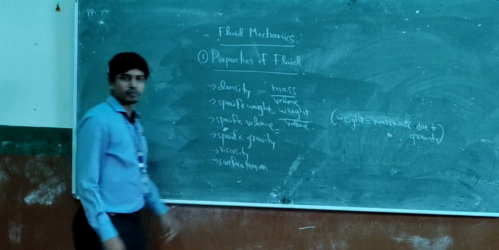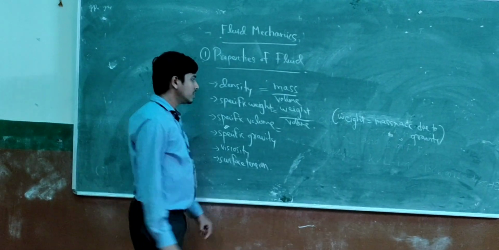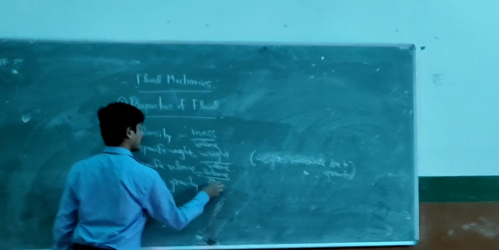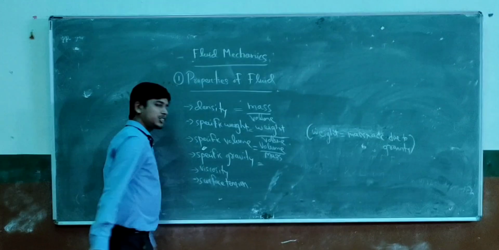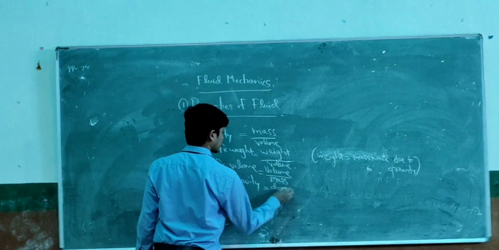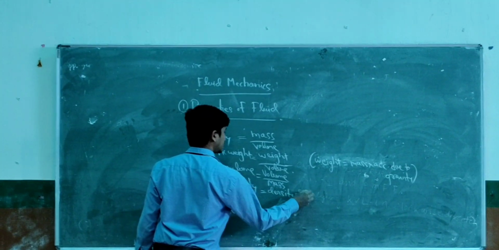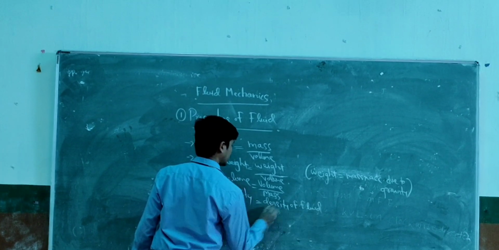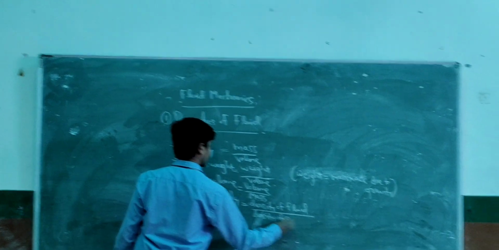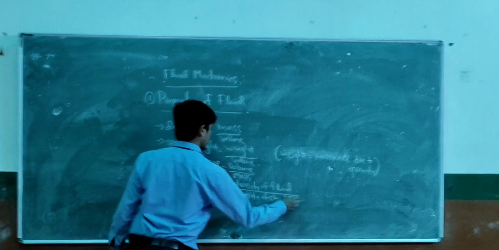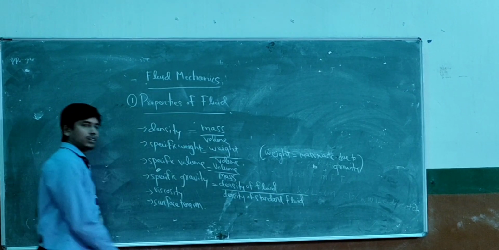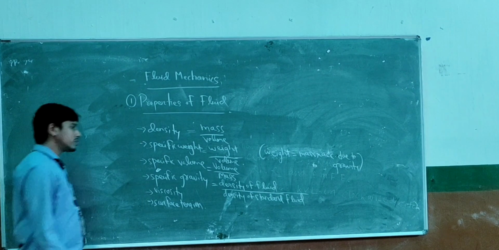Then specific volume. Its formula is volume by mass. Then specific gravity, its formula is density of fluid divided by density of standard fluid.